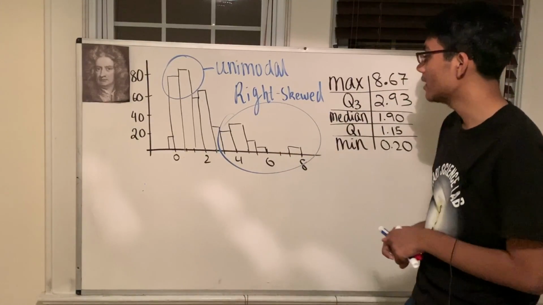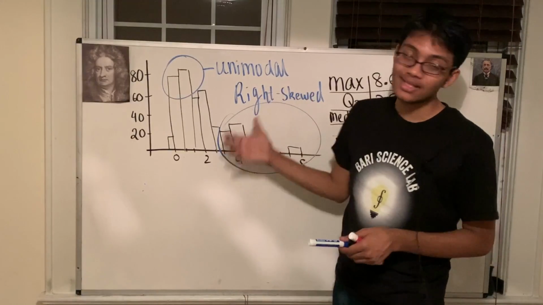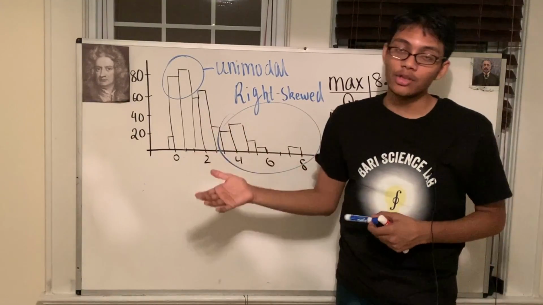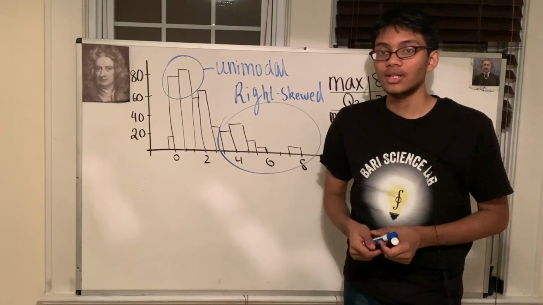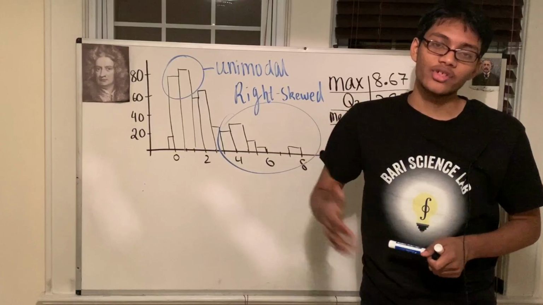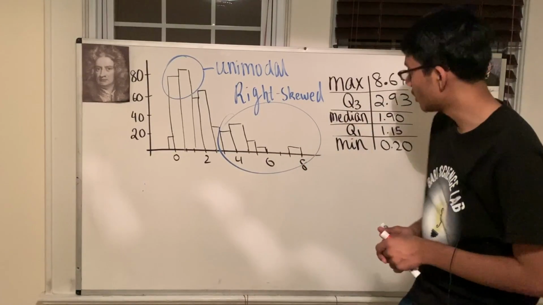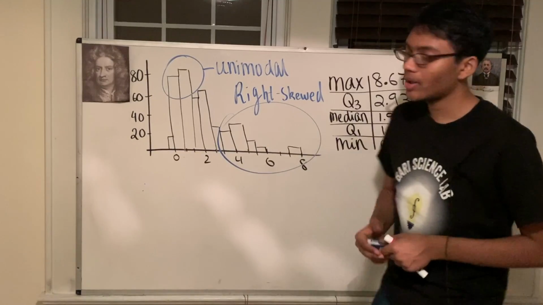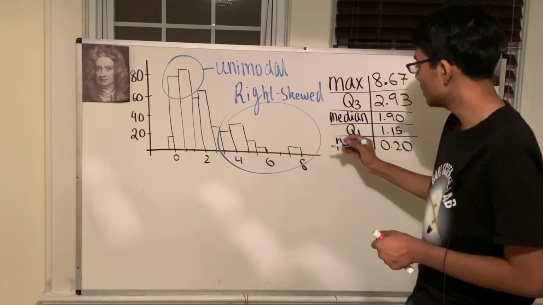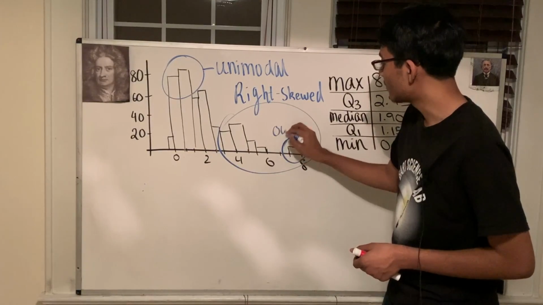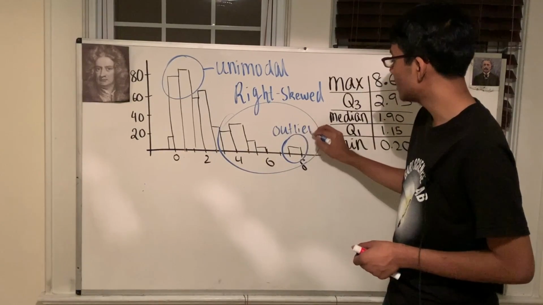How about the spread? Well, once again, because this is a skewed distribution, we're going to use the interquartile range, the IQR, instead of the standard deviation. To understand why, just watch our lecture on the mean versus median and spread. Okay, so that's unimodal, that's right skewed. How about, do we have any outliers? Well, yeah, check out this extremely windy day. That's an outlier right there, and we should investigate it.